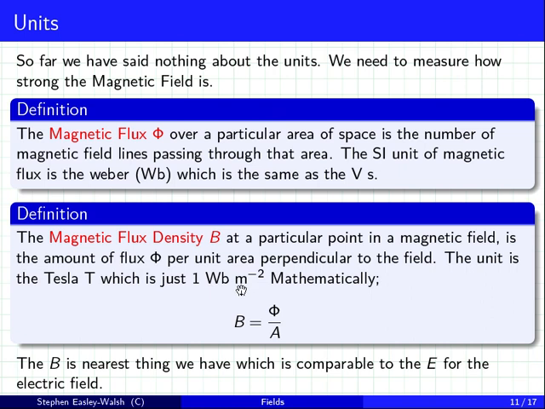And the Weber per meter squared is called after our good friend Tesla, T. A Tesla, T, is 1 Weber per meter squared.